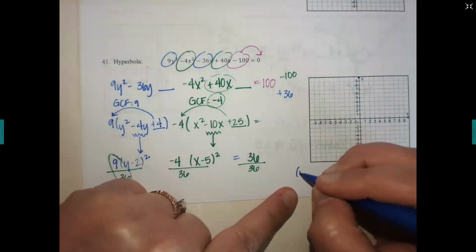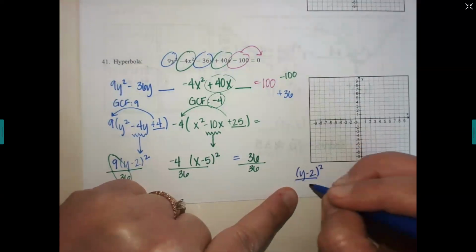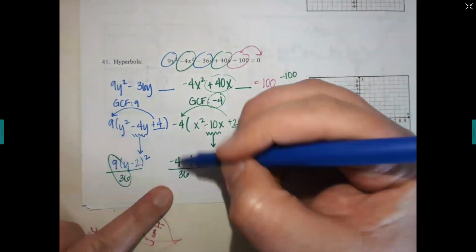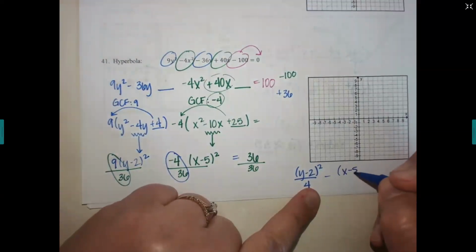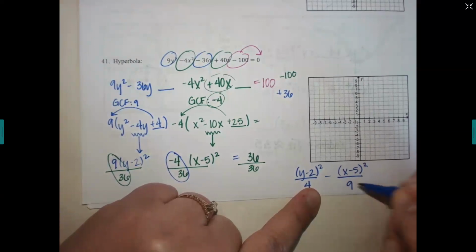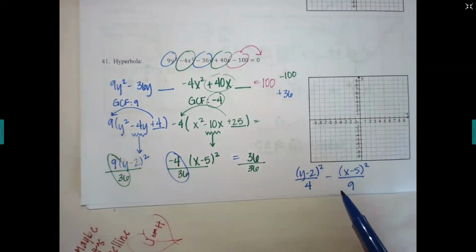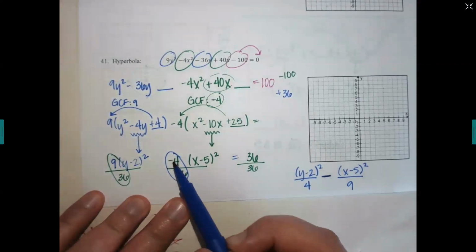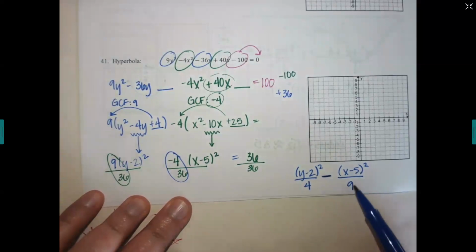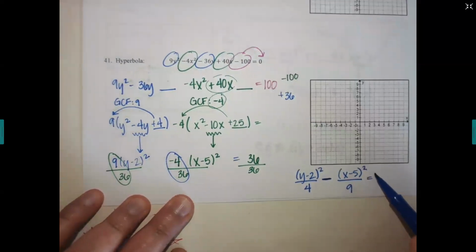So y minus 2 squared over 4. 36 divided by 4, my next term is going to be a 9 on the bottom. Now, some of y'all on your test were wanting to make this a negative 9. Remember, the negative's here in the middle. Okay, the minus is here. So 36 divided by negative 4 is a minus 9, and then equals 1.